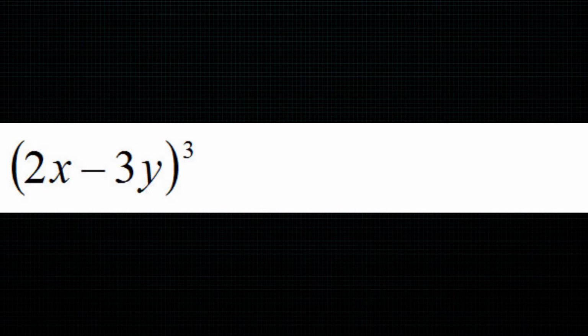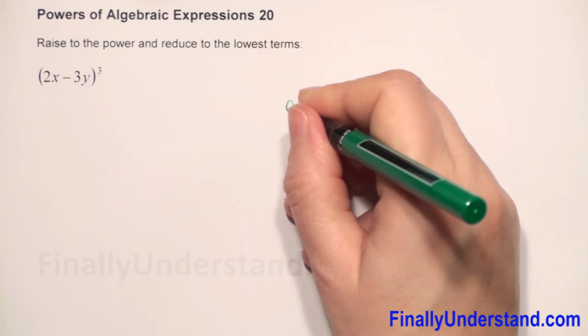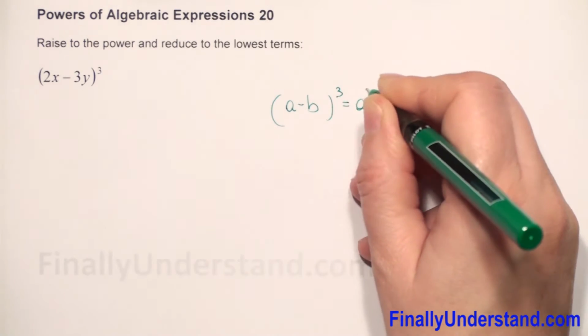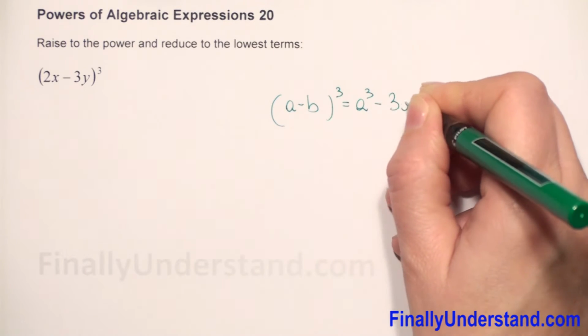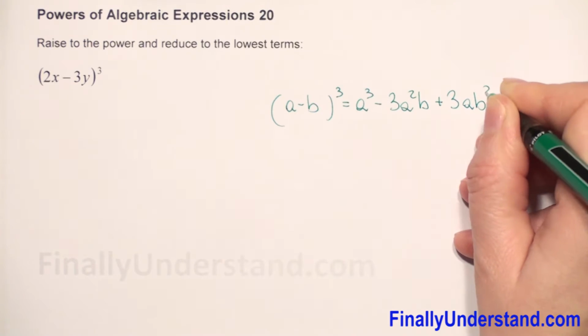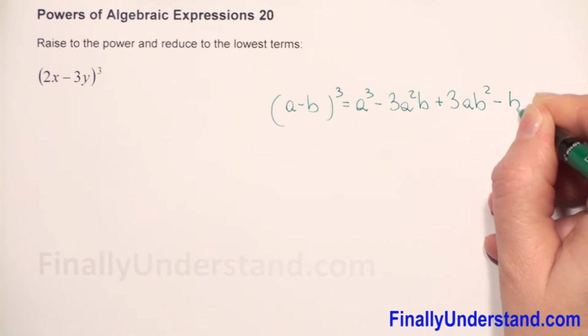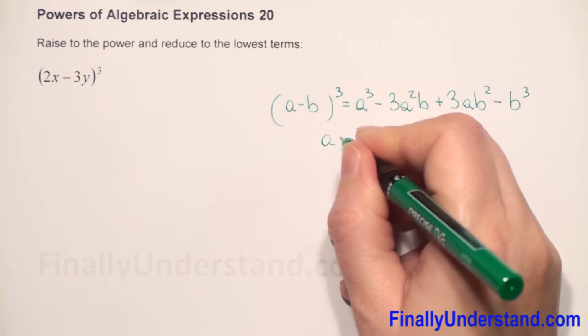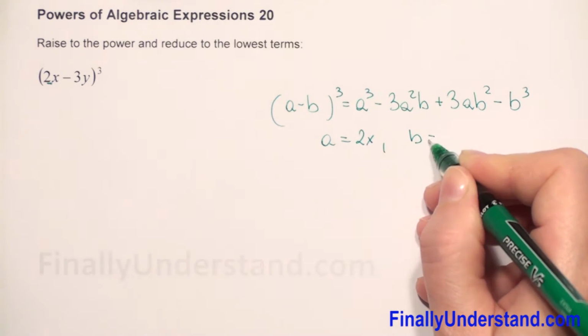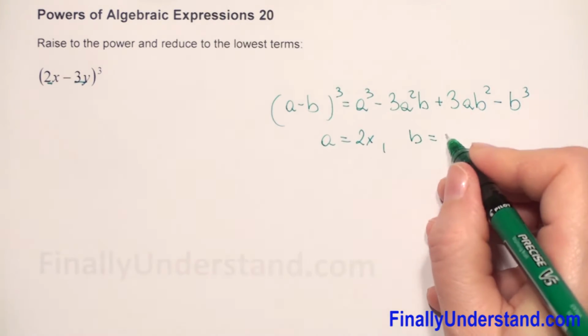We have here cube of difference. So let me remind you the formula when we have a minus b to third power. This is equal a cube minus 3a squared b plus 3ab squared minus b cube. In our example, a is equal 2x and b is equal 3y.